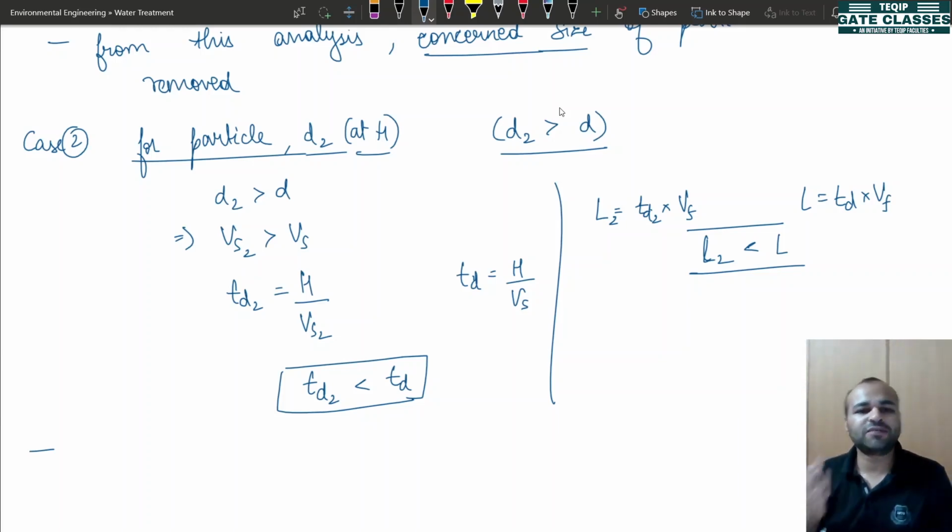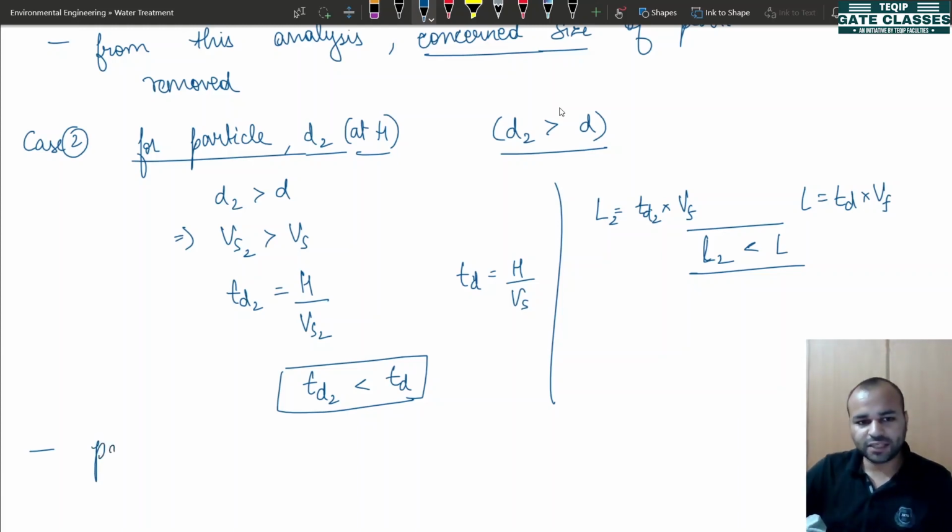For example, if there is a particle of size 0.05 mm, all the particles of sizes 0.06, 0.07, 0.08, 1, 2, all of them will be removed just based upon our analysis of this case 2. I hope you are able to understand what I'm trying to teach here, and you will be able to apply the same in the coming numericals as well.